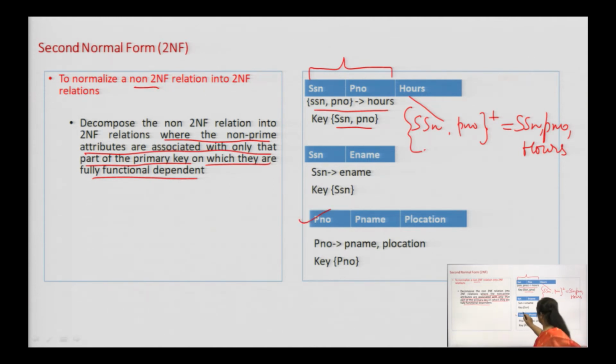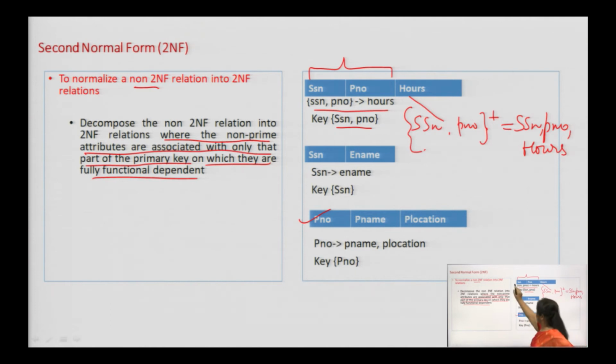Over here P name and P location, the non-prime attributes, are fully functionally dependent on part of the key, that is PNO. PNO to P name and PNO to P location are the functional dependencies here, and the key is PNO.